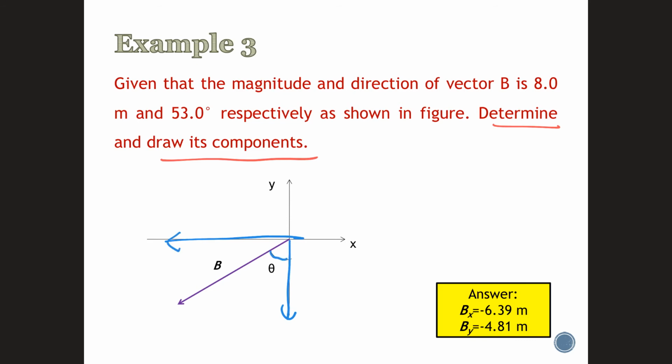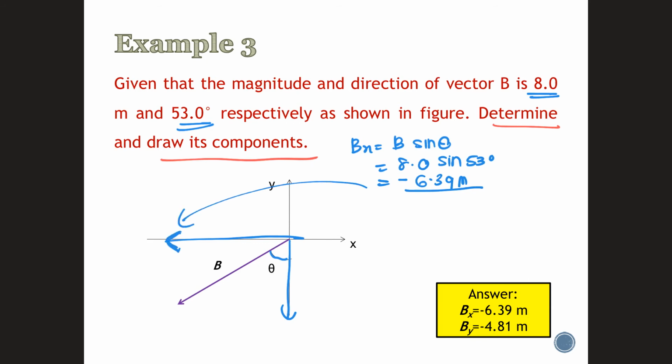The angle touches the y axis, so your Bx will be B sine theta. Now your angle is 53 degree and your magnitude is 8 meter, so it'll be 8.0 sine 53 degree. Put it inside the calculator, make sure that you're in degree mode. Then you're going to get 6.39 meter. Make sure that you put negative here. Why? Because it's moving in the negative x direction, which is moving to the left.